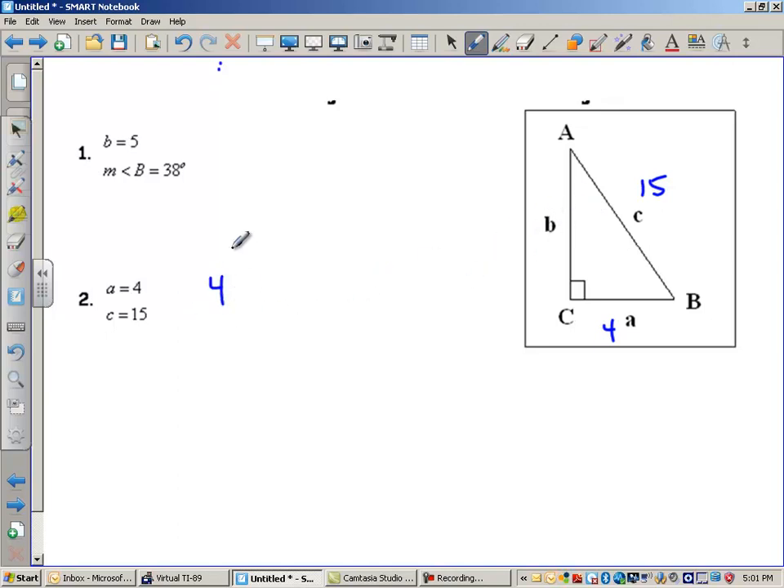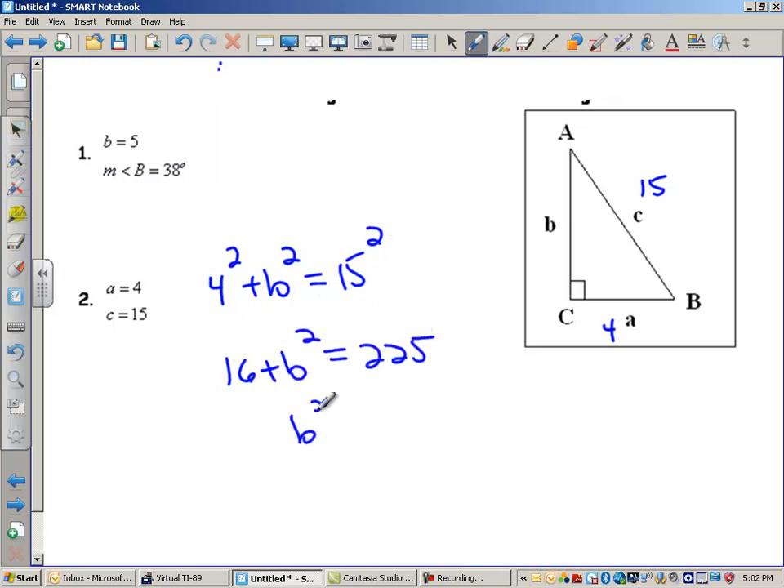So I would say that 4 squared plus b squared equals 15 squared. So 16 plus b squared equals 225. So b squared equals 225 minus 16, and that works out to be 209. So b is going to equal the square root of 209. I guess I could grab my calculator and see what that was as a decimal, but I'm going to keep it as the square root of 209 for now, because that's an exact answer.